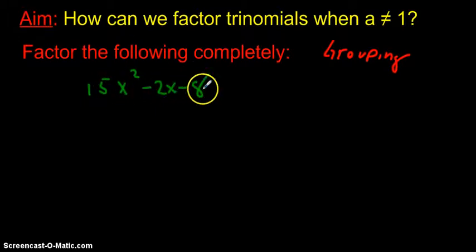15, 2, and 8 have no common factors. The factors of 15 are 5 and 3, which don't go into 2 or 8. The factors of 2 do go into 8, but don't go into 15. And same thing goes for 8. 8 and 2 share a factor, but that's it. So how do we do this?